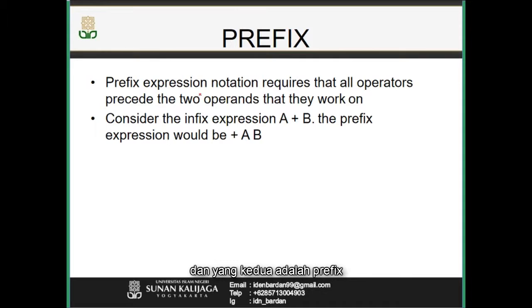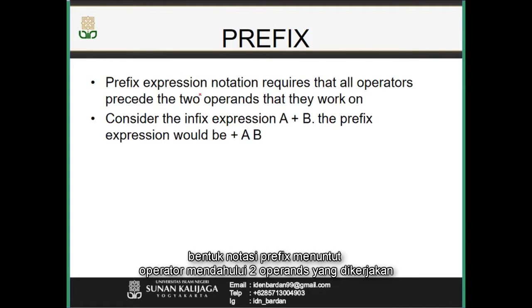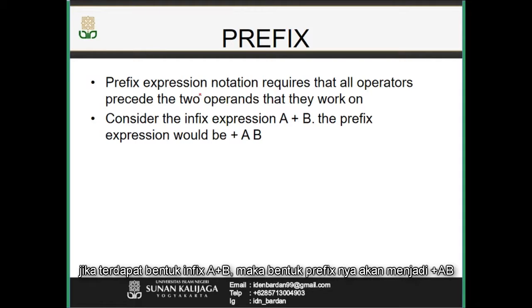And the second one is prefix. Prefix expression notation requires that all the operators precede the two operands that they work on. Consider the infix expression a plus b. The prefix expression will be plus, and then a, then b.